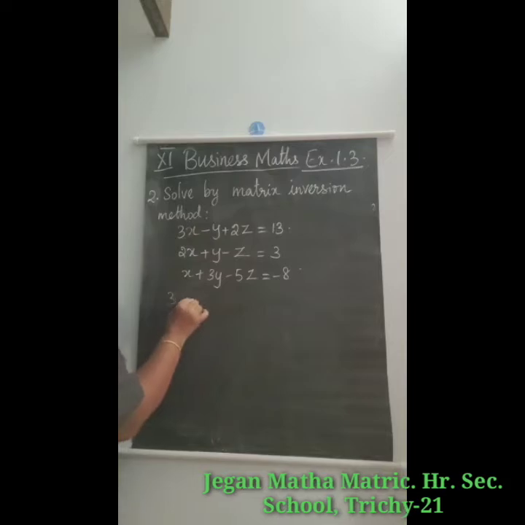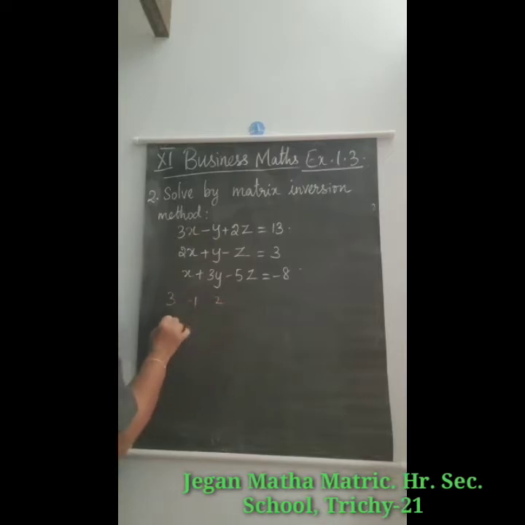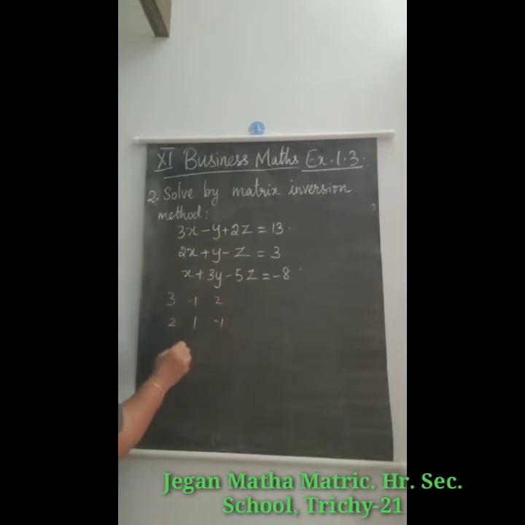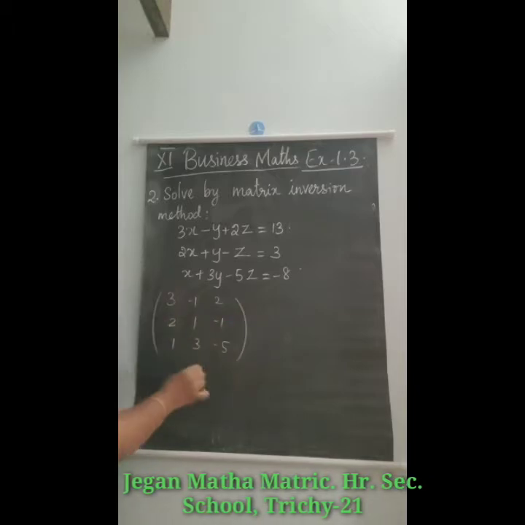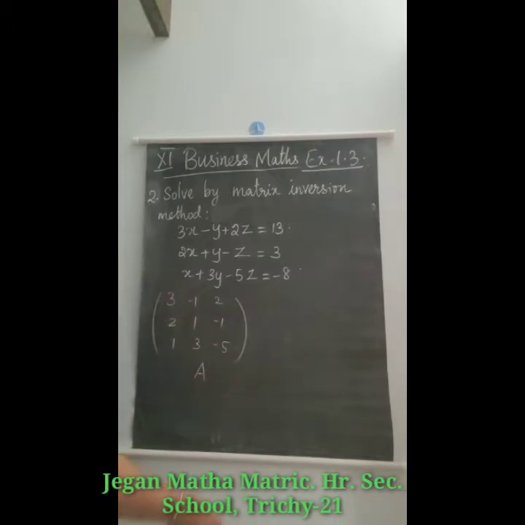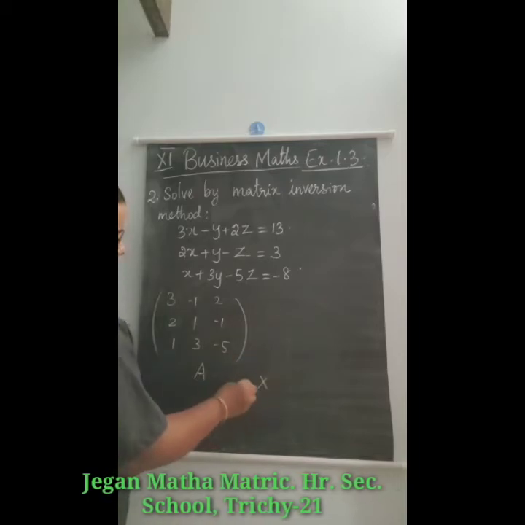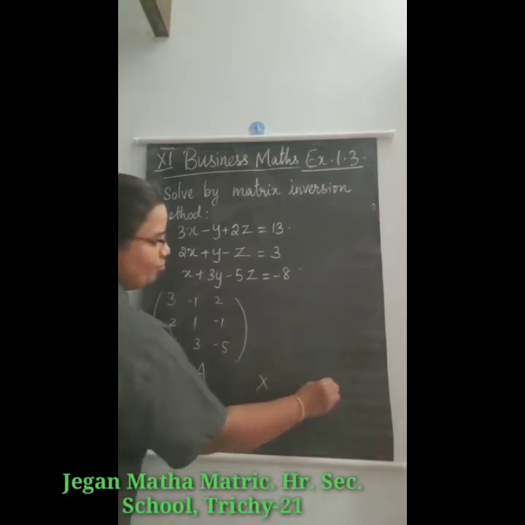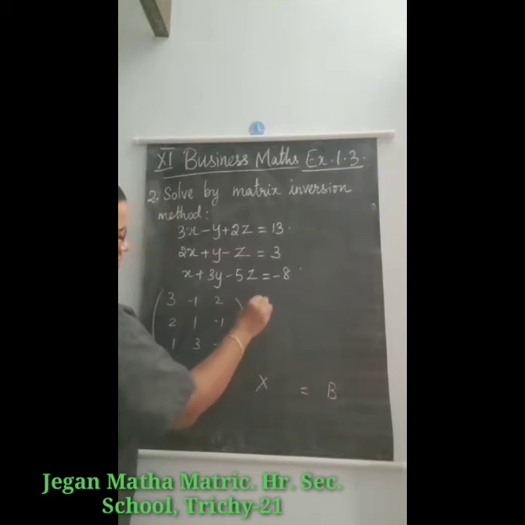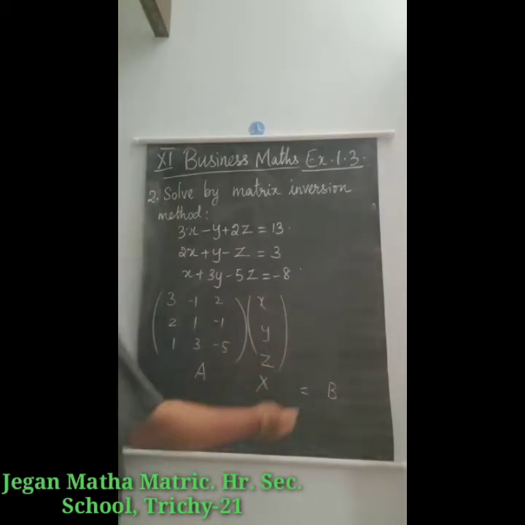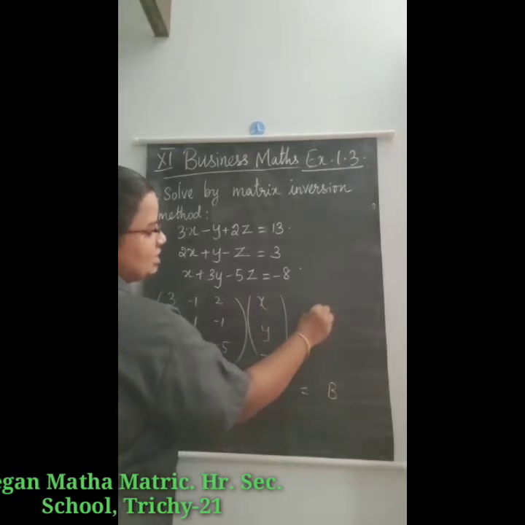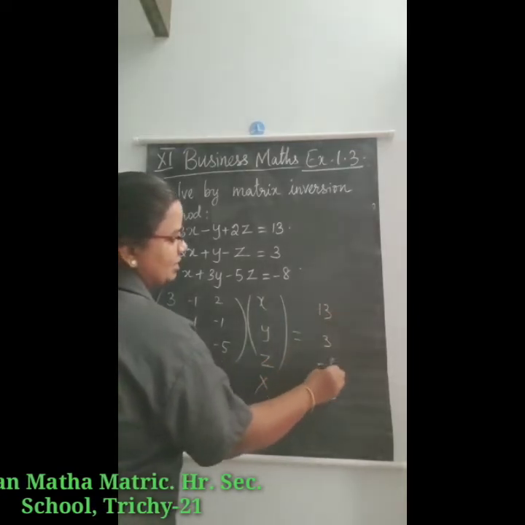Take the coefficients of x, y, z. First 3, minus 1, 2, and 2, 1, minus 1, and 1, 3, minus 5. This is A. Next, AX is equal to B. What is X? That is x, y, z. And what is B? That is the constant terms, 13, 3, minus 8.